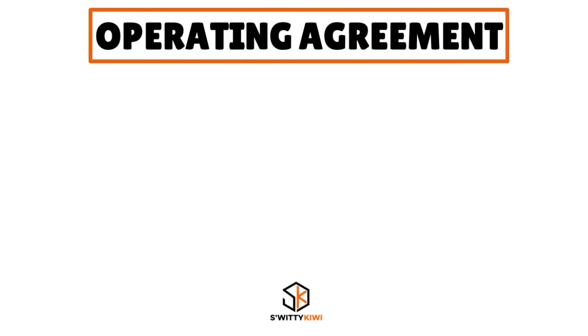So let's first pay attention to your operating agreement. Your LLC has to have an operating agreement. So what is it? Basically, this is just a document, nothing complicated. It's just a blueprint for how your LLC will run, and it's usually created at the time an LLC is formed.